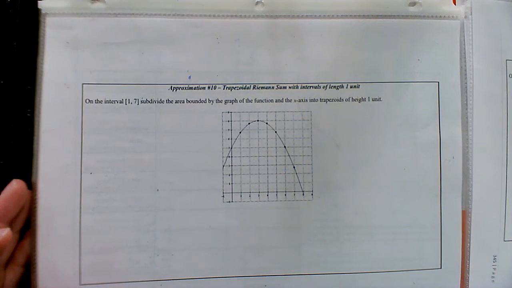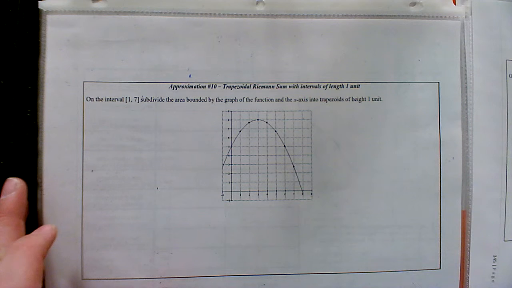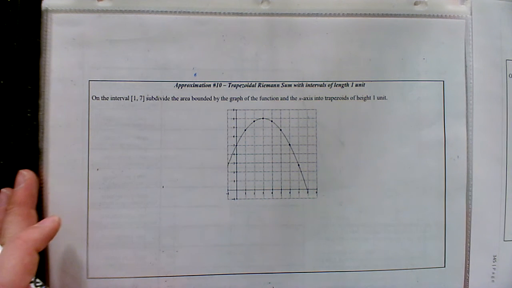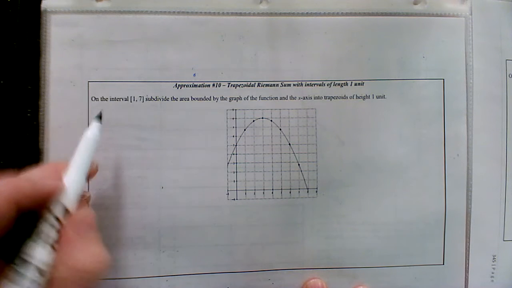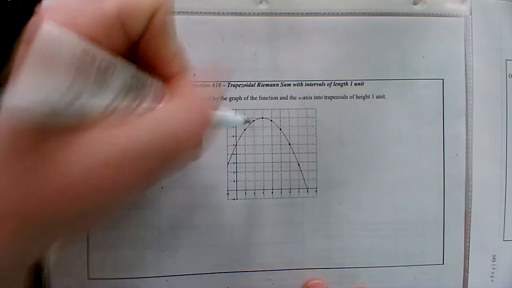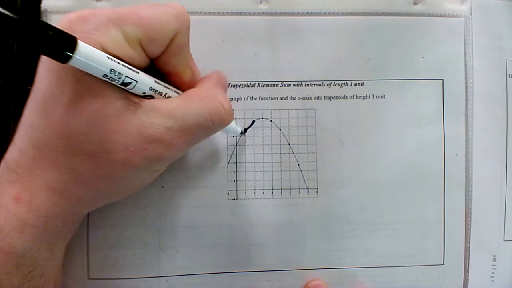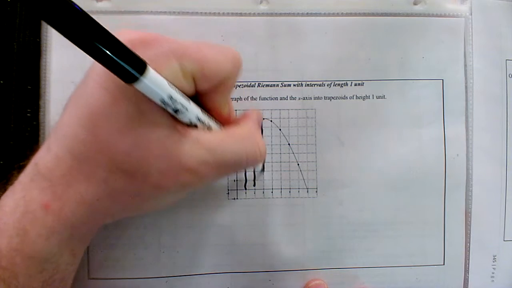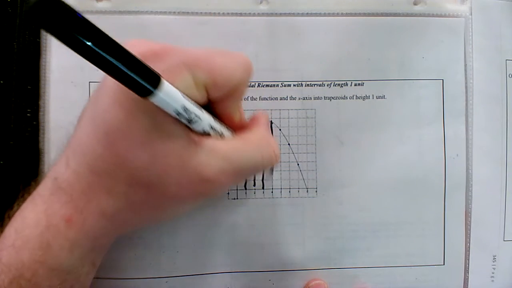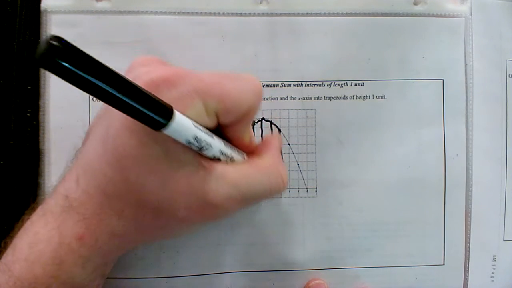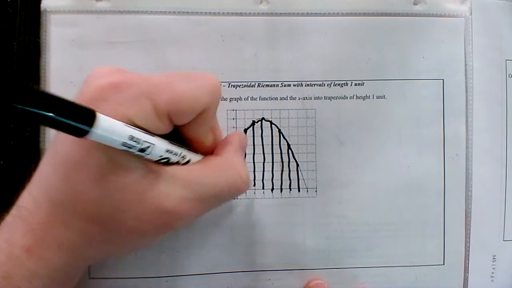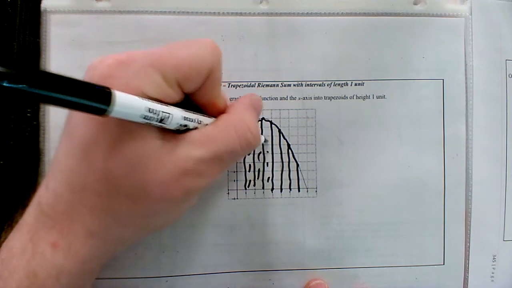So approximation 10. Again, you guys had practice with numerous examples on calculating it, so let's get it set up, and then I'll provide you with the answer once we get this set up. We need to subdivide from 1 to 7, and this time in units of 1. So we're going to have a trapezoid from there to there, every unit of 1. We're going to find the area of each of them.